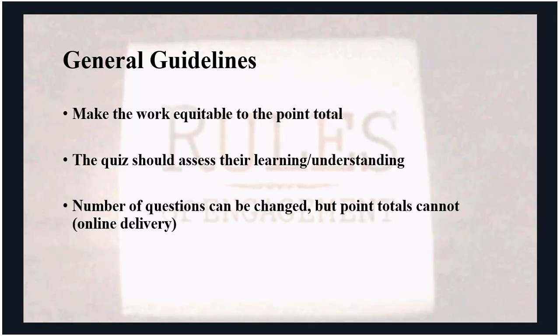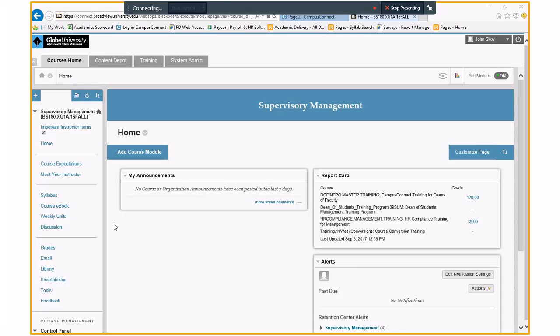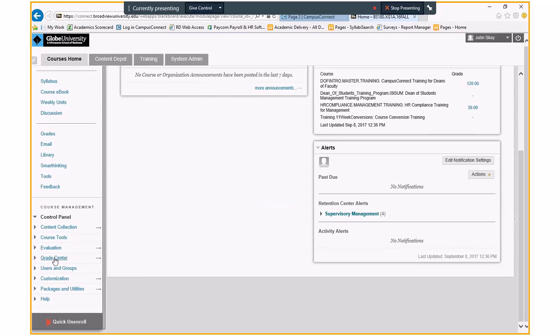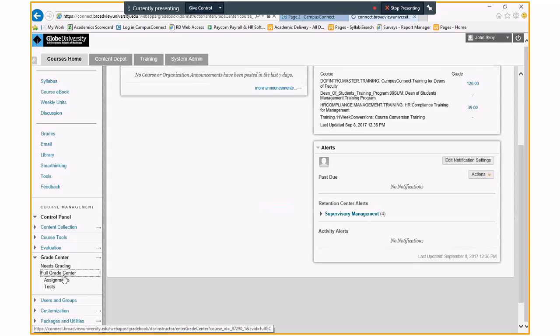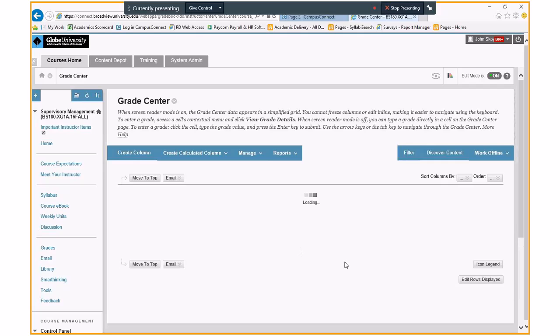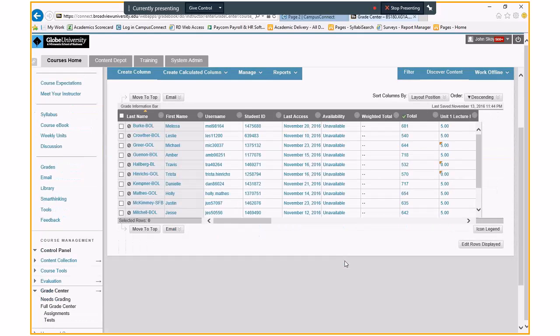Now, I'm going into an old course, so just so you guys know, you'll see grades and everything in the Grade Center. It's a 2-year-old course. I'm going to go into my Grade Center and I'm going to grade a lecture review.